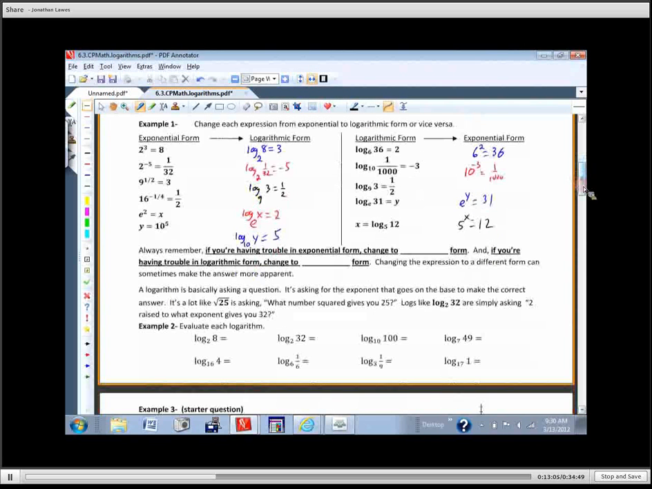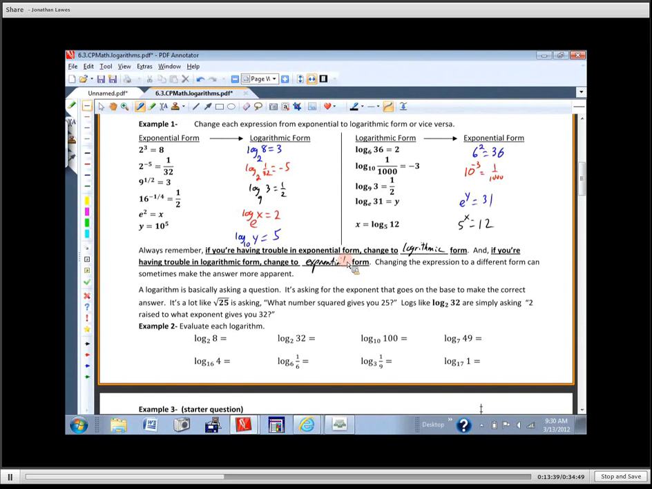Okay, please don't forget this. This is in bold. The nice thing about being able to go from exponential to logarithmic and logarithmic to exponential is if you're having difficulty in one or the other, you can always change. So if you're having trouble in exponential form, what could you change it to? You could change it to logarithmic form. If you want to say log form, that's fine with me. Or if you're having trouble with logarithmic form, you can change it to exponential form. So going back and forth is a really valuable skill.